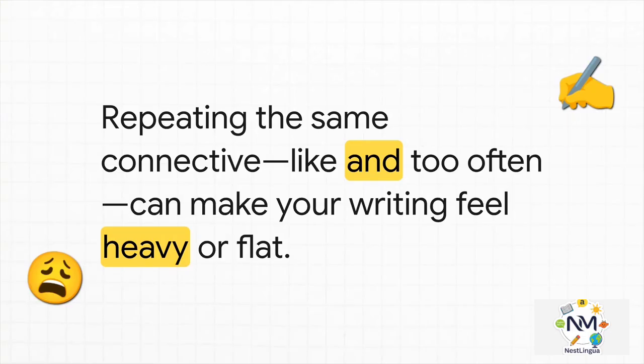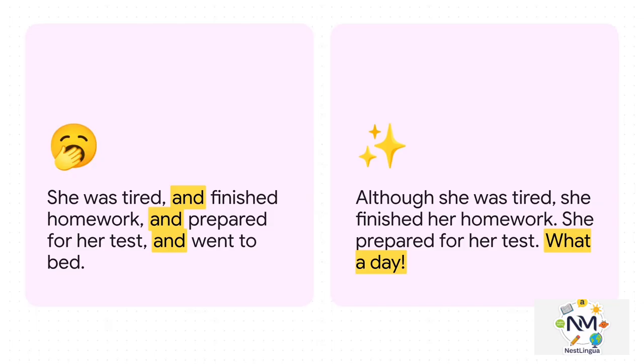One of the biggest traps we can fall into as writers is using the same connective words over and over and over again. Chaining sentences together with and. It creates a rhythm, sure, but it's a really clunky, monotonous one. It can make your writing feel a little clunky or just flat. Okay, just look at this comparison. The before example, it's not grammatically wrong, but it just plods along, doesn't it?